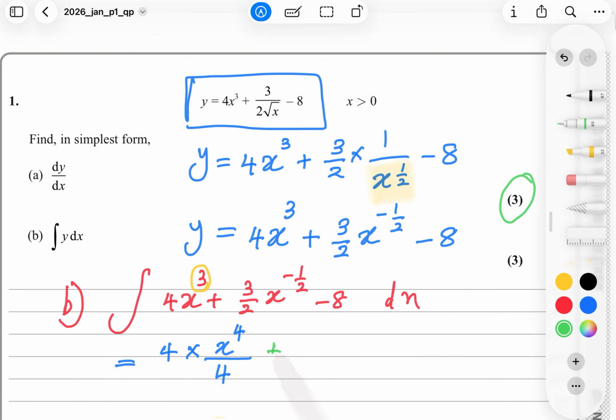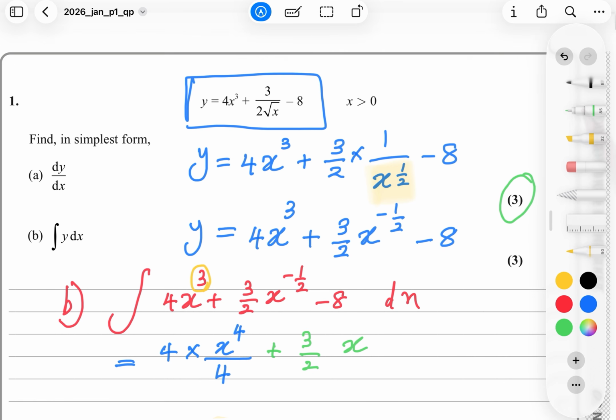And for the next one, we have this number and then x to the power, negative half plus 1, so that we know that's going to be positive half, divided by positive half, and the minus 8.